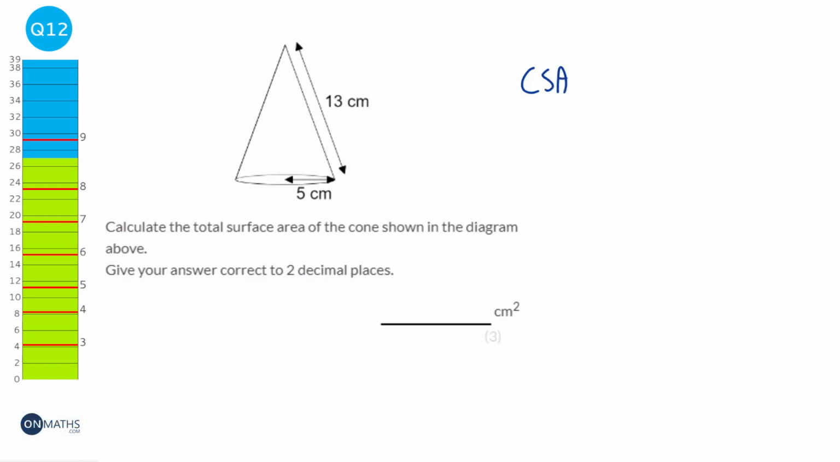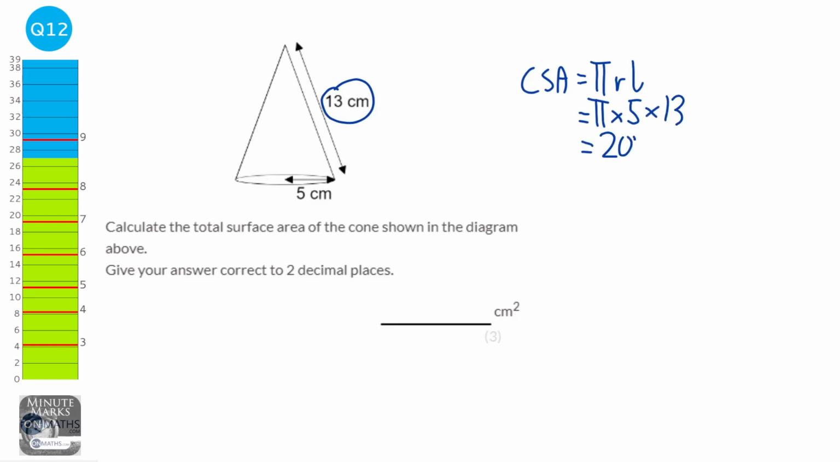To work out the total surface area of the cone, we've got to first of all work out the curved surface area. And the formula for that is pi r l, with l being the slanted length. And this 13 here gives us the slanted length, so it's pi times the radius, which is 5, times 13. And that's going to be 204.203, blah, blah, blah. We'll keep that in our calculator.